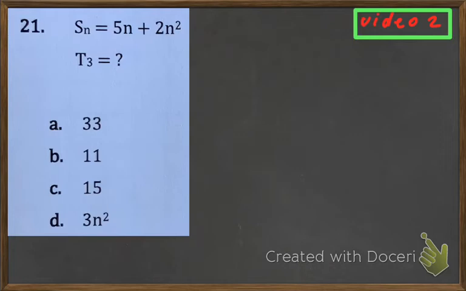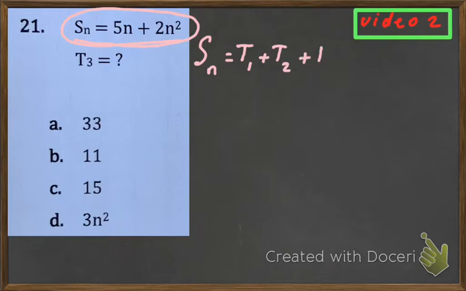But what we have been given is a sum formula. We're going to use that sum formula and first just in general write out what it would mean. Sn simply means the sum of the first n terms. That would be term 1 plus term 2 plus term 3 plus however many terms there are in this sequence. And so for us to find the third term, we're going to do something very clever.